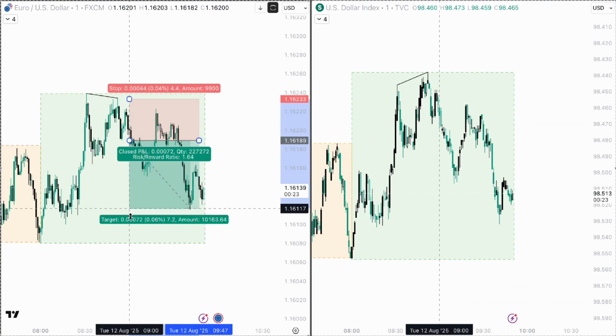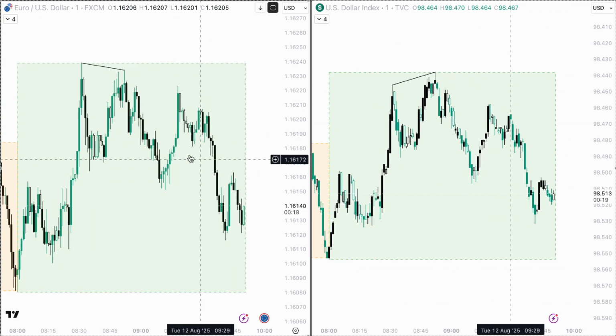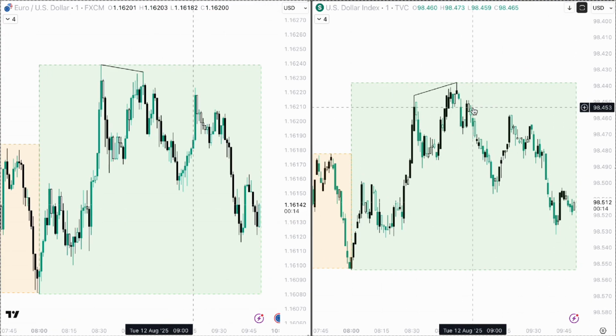So the main point of this is to show you that whenever SMT occurs, the market tends to reverse. So just as we got here, okay, you can expect some reversals and go along with the flow.